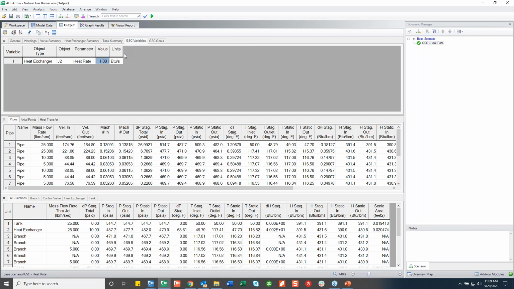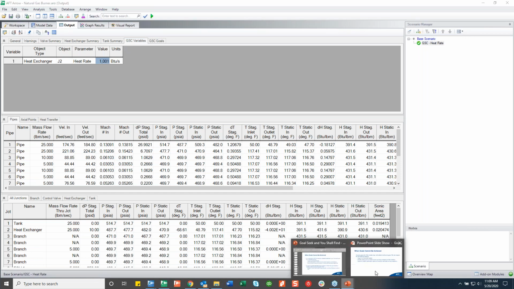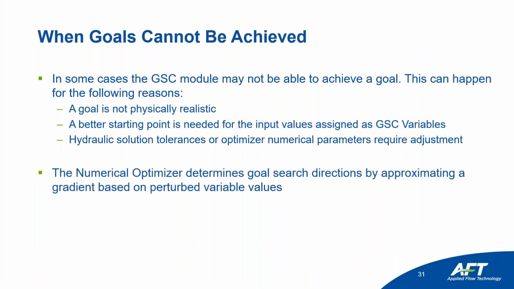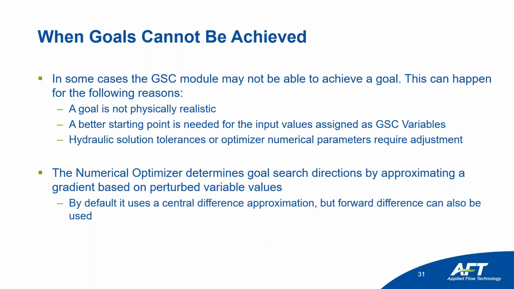But guess what? I already knew the answer was about 1000 BTUs per second. That's why I put in the guess. You're thinking, well, how the heck would I have known it was 1000? That's a good question. You wouldn't. That's where changing the numerical optimizer comes in, which determines the goal search directions by approximating the gradient based on perturbed variable values. Essentially what I'm saying is you can change things in the solution control of GSC to help this solution go your way. By default, it uses a central difference approximation, but forward difference can also be used.